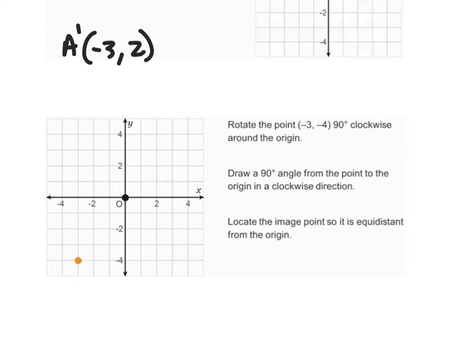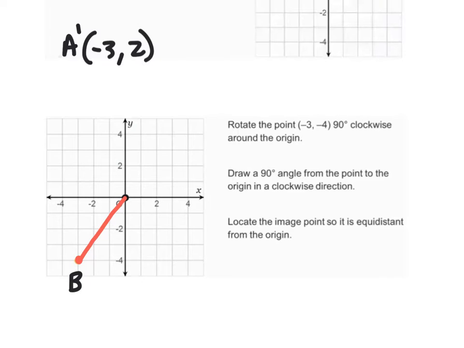Now let's just try this again. I've got this point down here, which I'll call point B, and I want to rotate this point (-3, -4) 90 degrees clockwise around the origin. So I'm going to go this direction. Clockwise, I'm going to go the opposite direction, so my point's going to be up here. Now remember, I want to draw a line from my point to the origin.